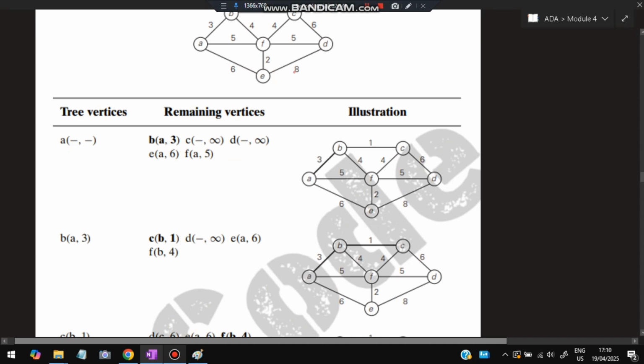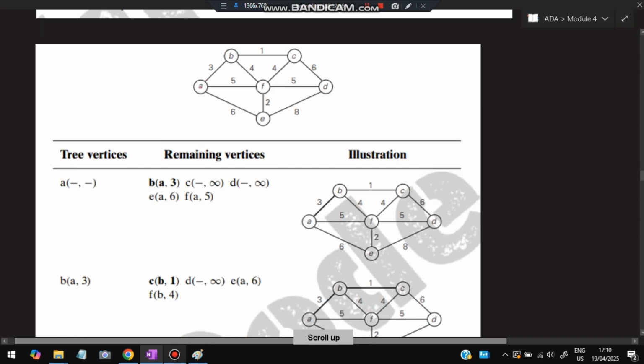So basically, start from any of the vertices. In this case, I'm starting from A. So I'll take A, and observe which vertices A is connected to. It's connected to B, and A comma 3 means from A to B the cost is 3. Is A connected to C? A is not connected to C directly, so it will be infinity. And what about D? Is A connected to D? It's not connected, so infinity. Is A connected to E? A is connected to E via cost 6, and A is connected to F via cost 5.